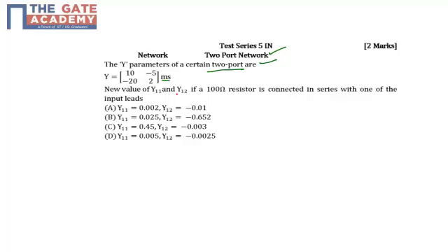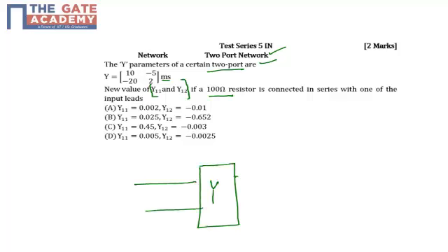The question says: find the new value of y11 and y22 if a 100 ohm resistor is connected in series with one of the input leads. Meaning to say, we have a certain network and the y parameters of the network have been given to us. Input current is I1, input voltage is V1, output current is I2 and output voltage is V2.